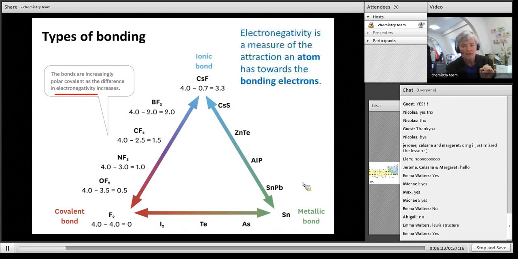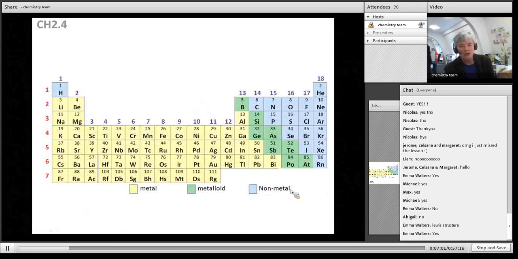And remember, electronegativity is a property of an atom, not of a molecule. You can't say the electronegativity of water. That's wrong, because water is a molecule. You can say the electronegativity of oxygen or the electronegativity of hydrogen, but not of a molecule, because you're looking at the property of an atom bonding to another atom. Okay, so let's have a look at electronegativity.